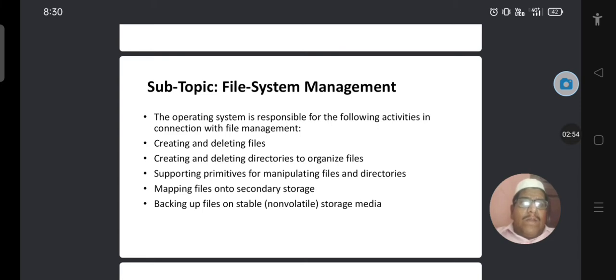Volatile storage is not stable, while non-volatile storage is stable. That is why we take a backup of the storage media, which is mentioned here in the line.